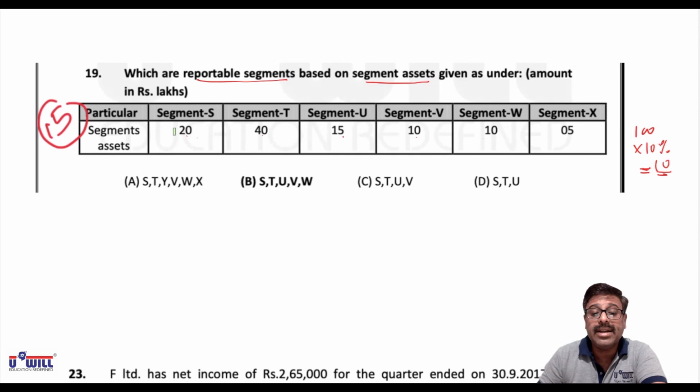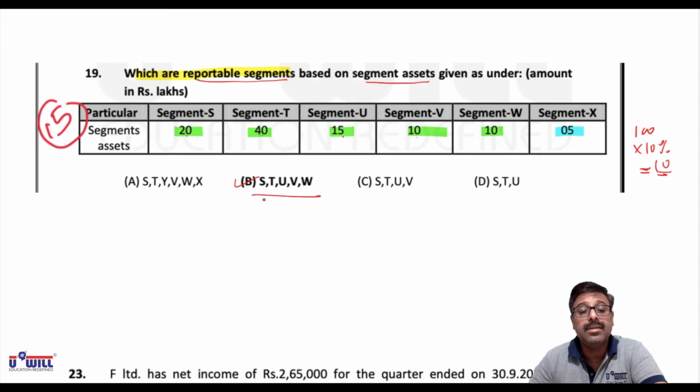More than 10: 20, 40, 15. Equal to 10 are also reportable, so 10, 10 as well. And only X is not reportable. So here the question asked is which are the reportable segments. Which are the reportable segments means we'll say the green ones. So which are the green ones? S, T, U, V, W. Option B. STUVW are reportable.